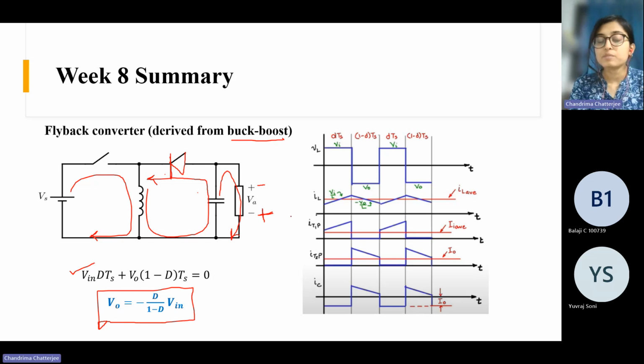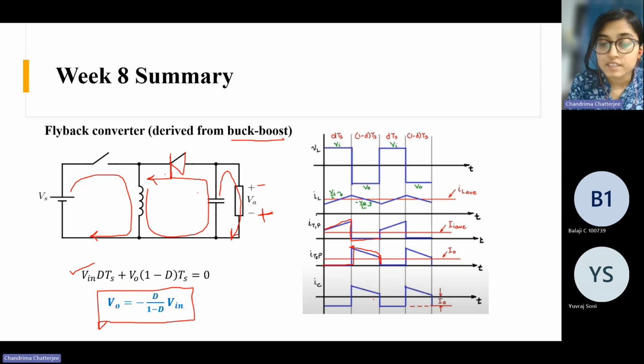And iT1 means the current through this switch. So the current through the switch will only be there when the switch is on. So this is exactly like the inductor current during dTs period, and during this period it becomes 0. And the diode conducts during the (1 minus d)Ts period. So it is 0 here and exactly equal to the inductor current during this period.